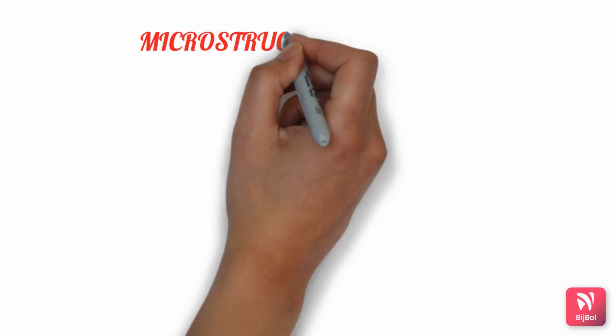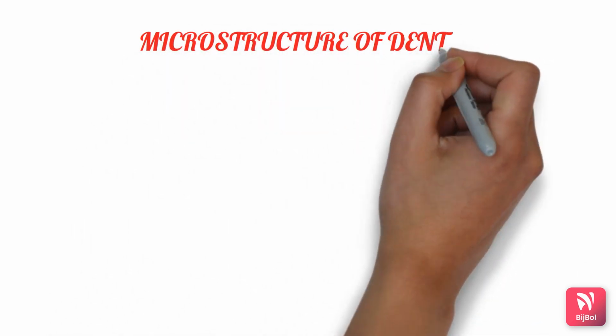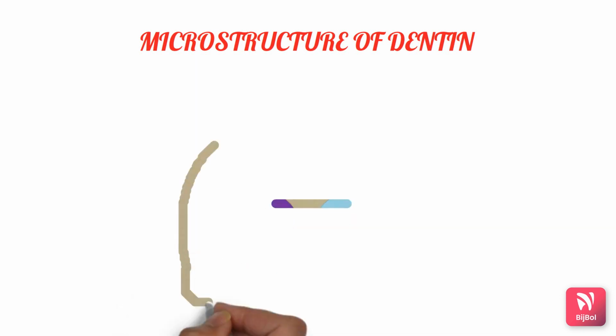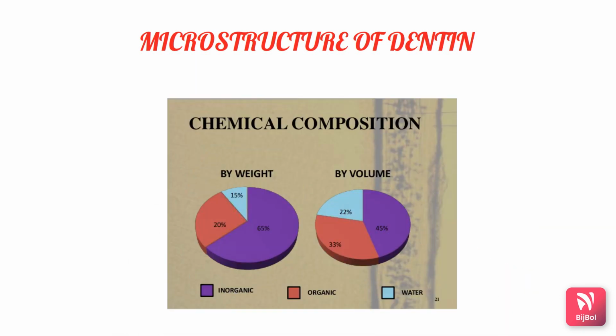Now we'll observe the microstructure of the dentin. Coming to its chemical composition, by weight it has 65% inorganic, 20% organic and 15% water content. Whereas by volume it has 45% inorganic, 33% organic and 22% water content present in it.